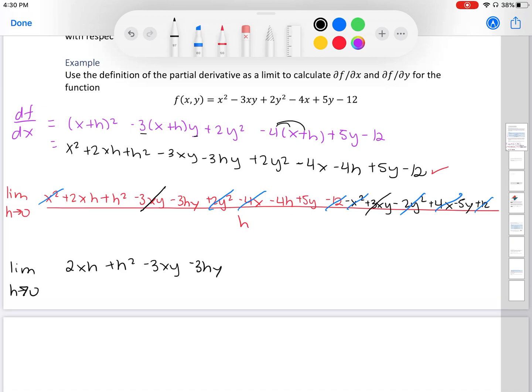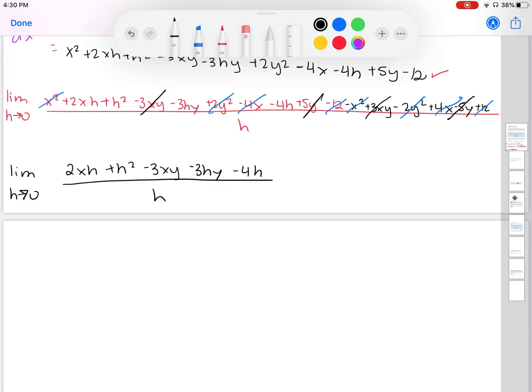Minus 3hy minus 4h. My 5y's are gone too. And I believe that's it. All over h. Okay, well, let's factor in h. If we factor out an h, we're left with the limit as h is approaching 0 of 2x plus h minus, oh, my xy's are gone, right? So that one shouldn't be there. Minus 3hy, so it's just a y, minus 4.